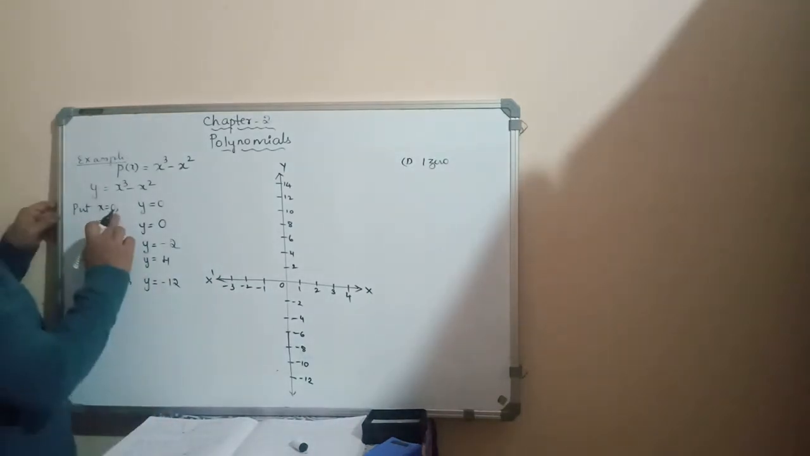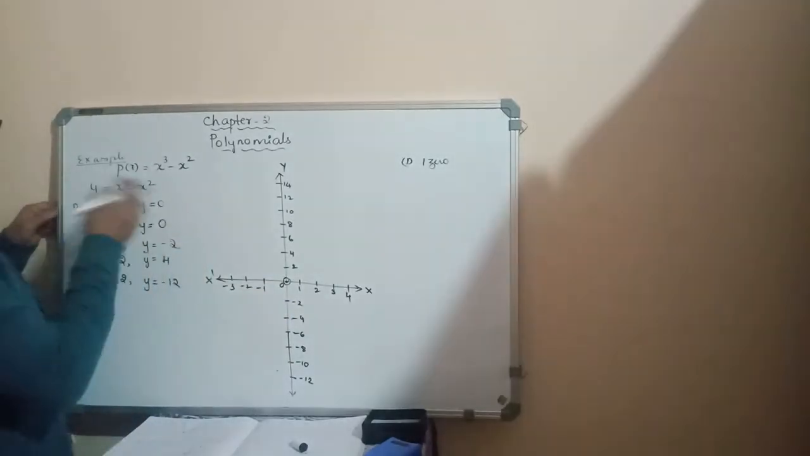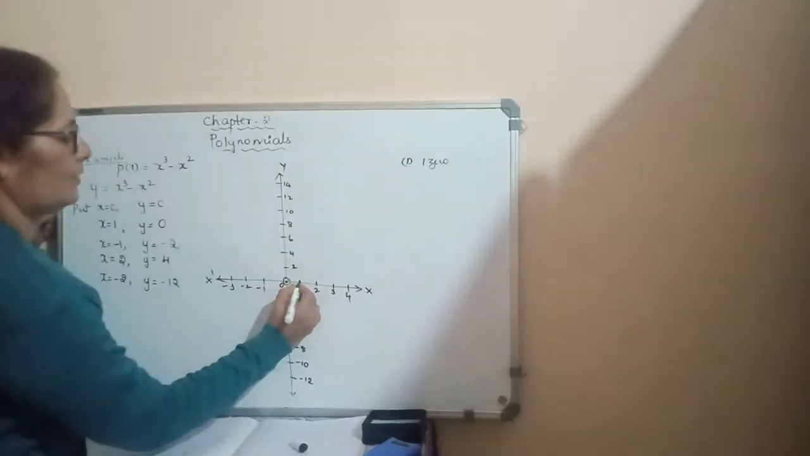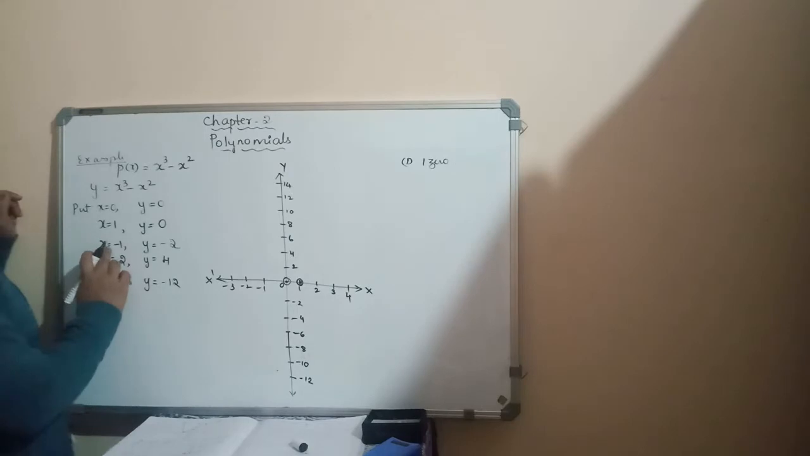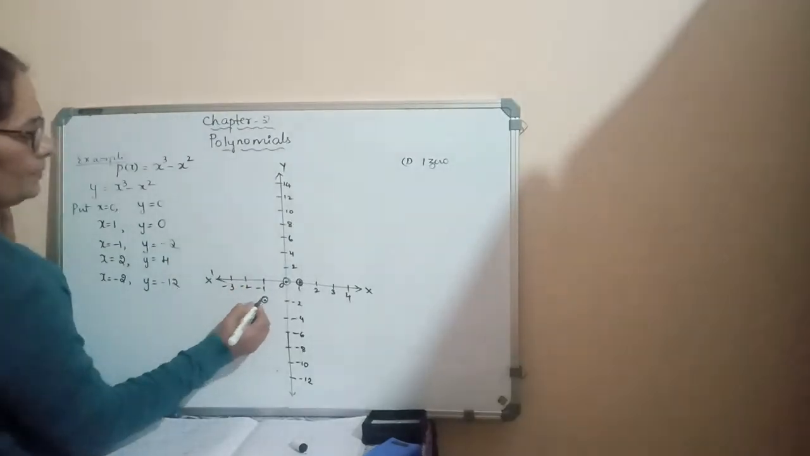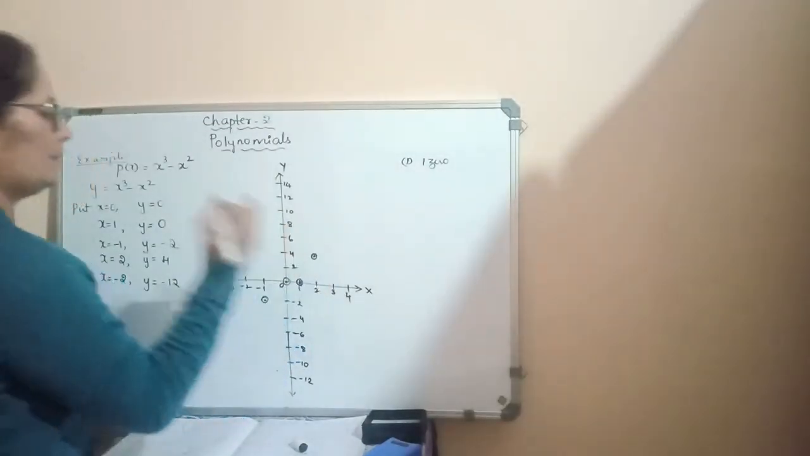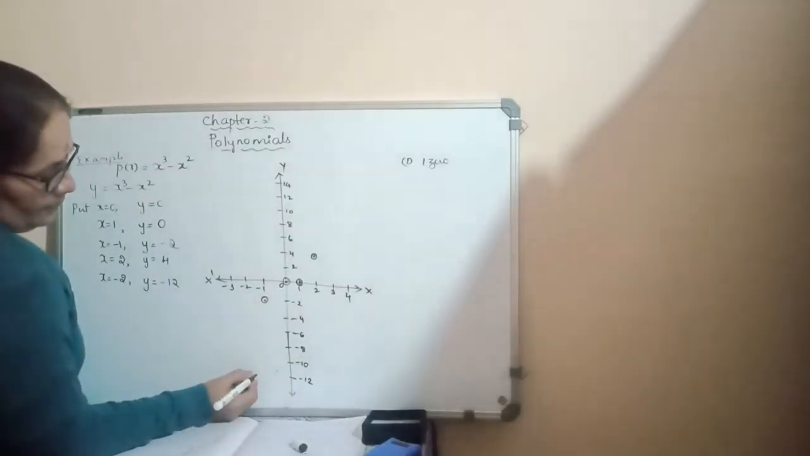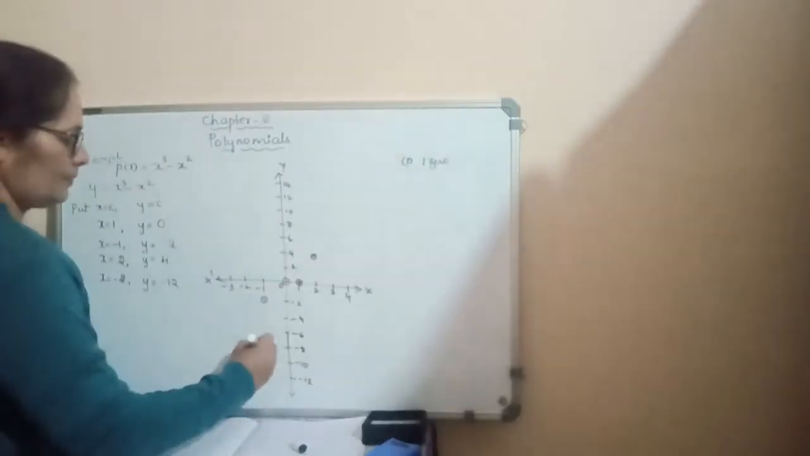Now, when x is 0, y is also 0. Here, at this point, both the coordinates are 0. When x is 1, y is 0. Again here. Then, when x is minus 1, y is minus 2. Then x is 2, y is 4. Then x is minus 2, y is minus 12. Now join these points.